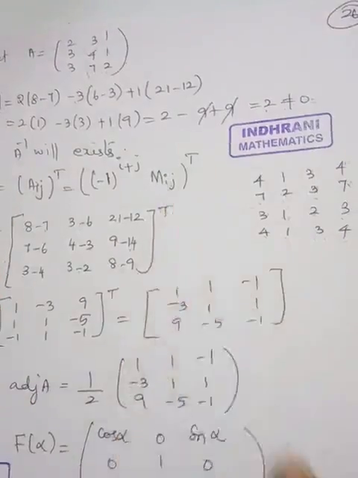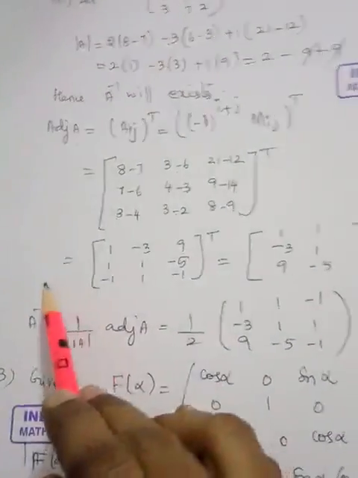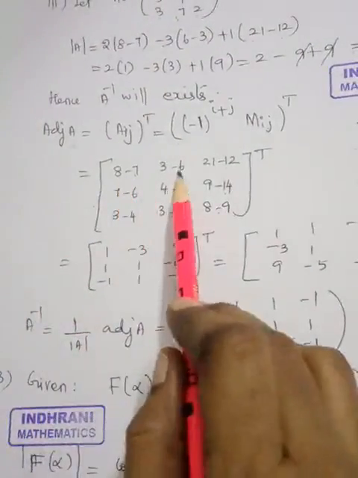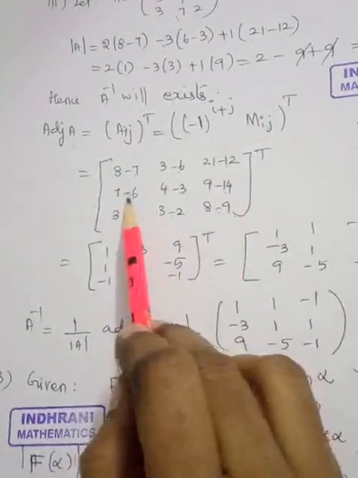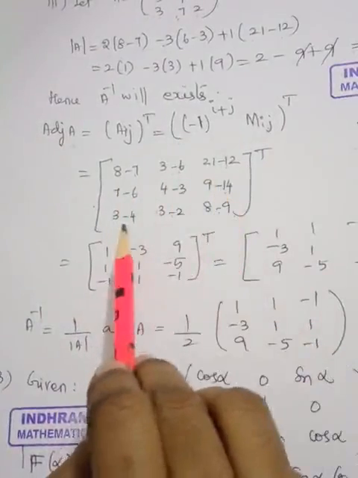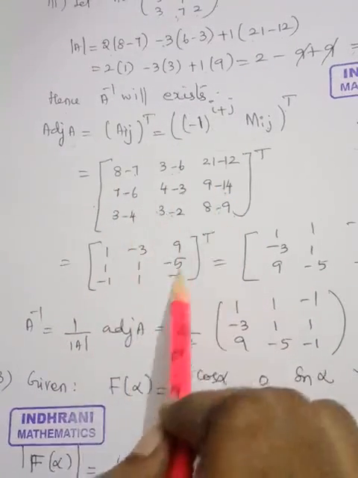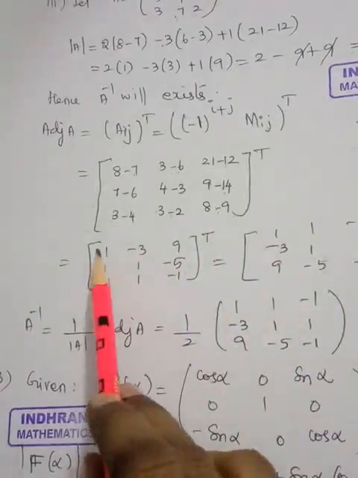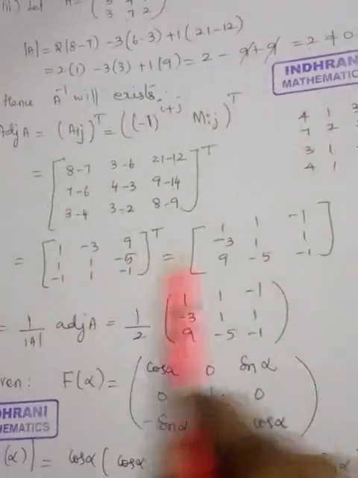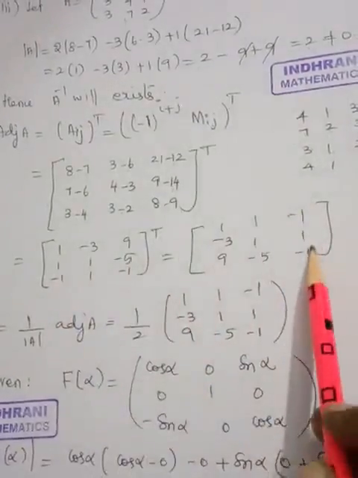The whole transpose. Now that is equal to, simplify. This is 1, minus 3, this is 9. This is 1, 1, this is minus 5. This is minus 1, 1, minus 1, whole transpose. That is interchanging the rows and columns. So your first row becomes the first column, second row becomes the second column, third row becomes the third column.